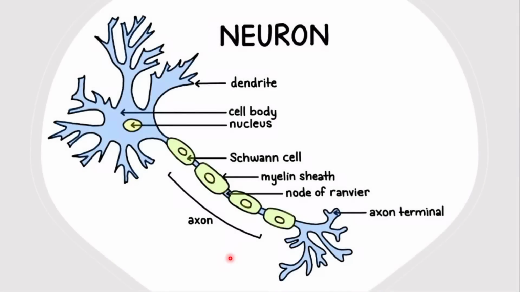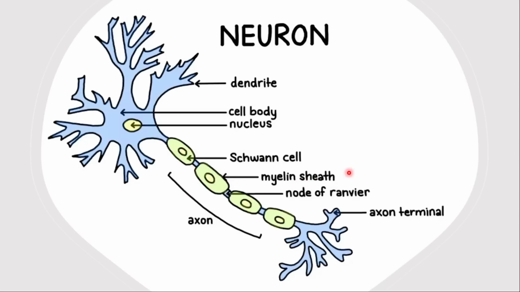All right, the neuron. Now, you need to know a neuron, and you need to know different parts of a neuron, such as the dendrites. The dendrites is like the leaf, branchy part of it. The most branchy part. You have a cell body, and in the cell body, you have a nucleus, like any other cell. You have our Schwann cell that makes up part of the axon. And what covers the Schwann cell or the axon is what they call myelin sheath.